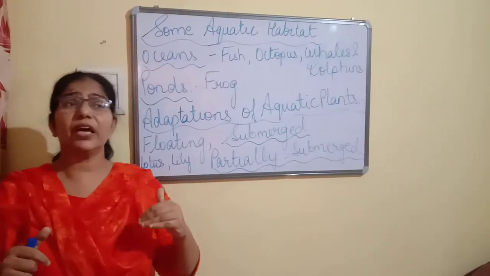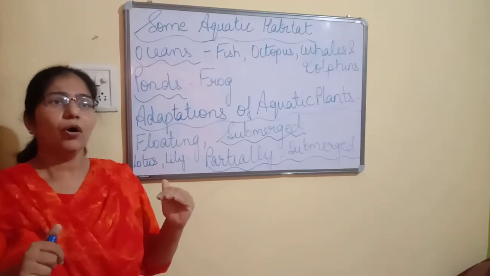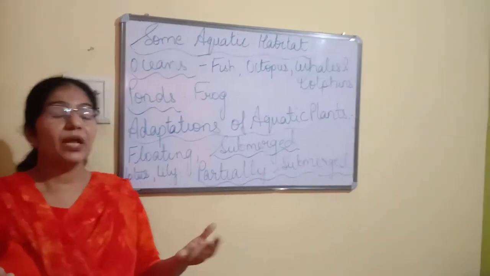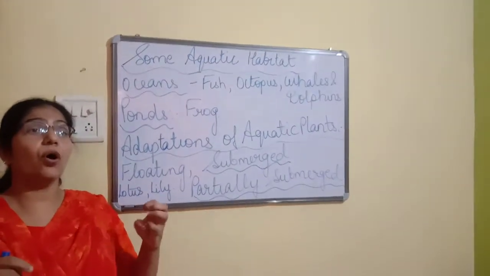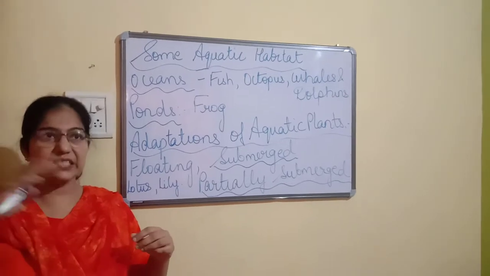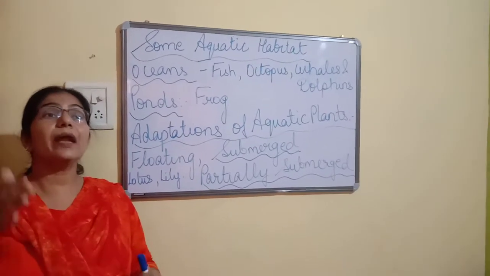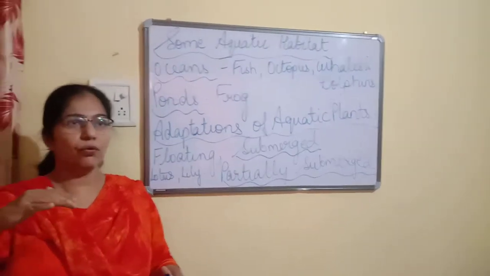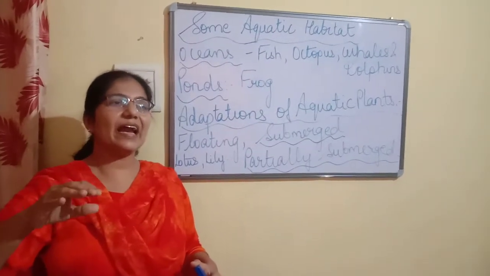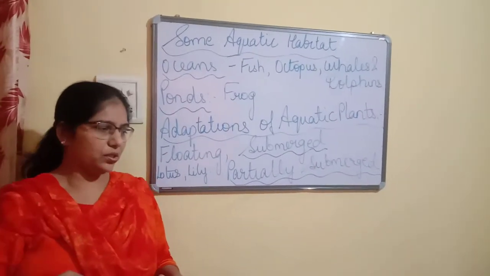Then the stem of the aquatic plants is long, hollow and lightweight. Now since the stem is long, hollow and lightweight, it is flexible, it can bend, so it can bend along with the flow of water, and it can withstand water currents also.